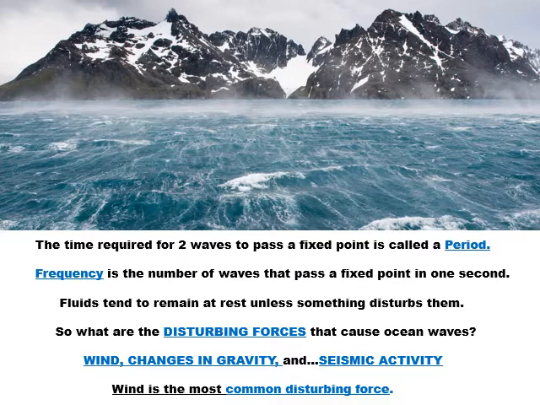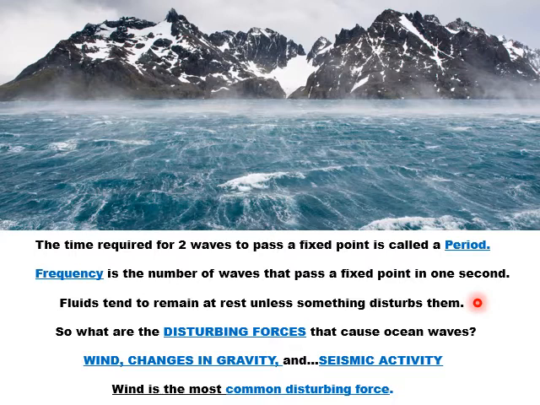Let's run through some terms that we've talked about previously. The first one is period. A period is the time required for two waves to pass a fixed point. And then frequency is the number of waves that pass a fixed point within a single second.